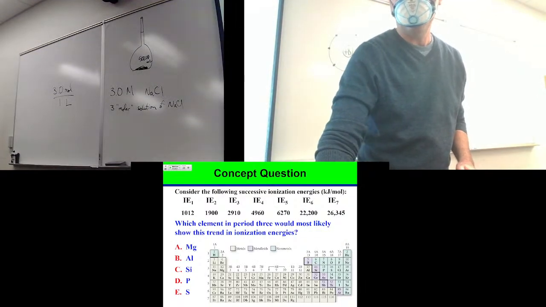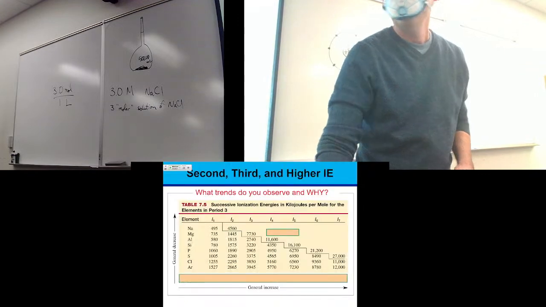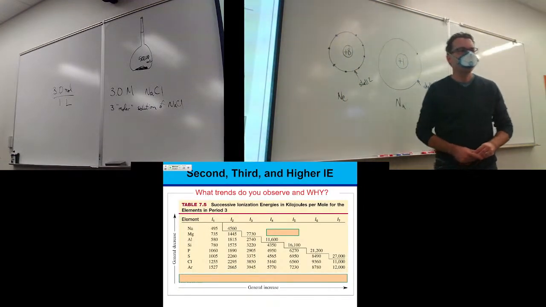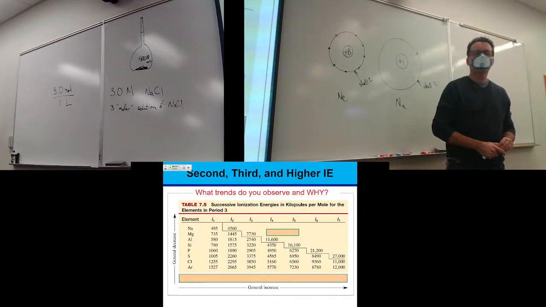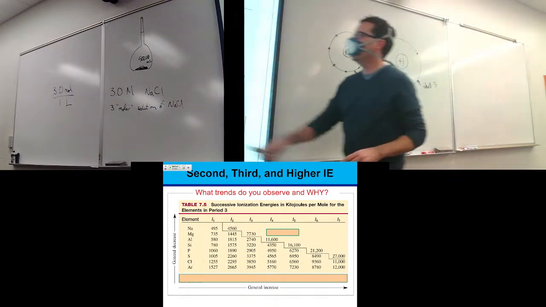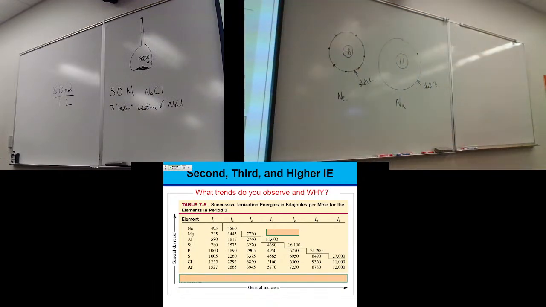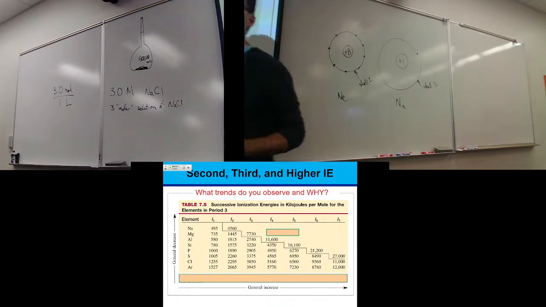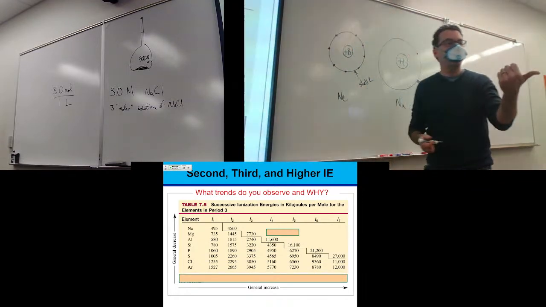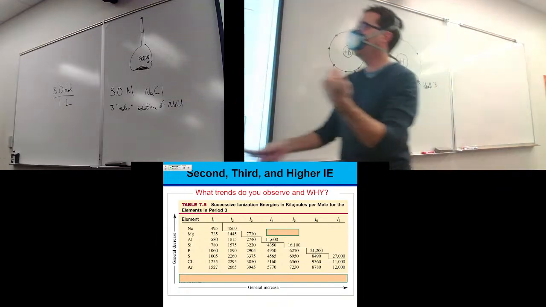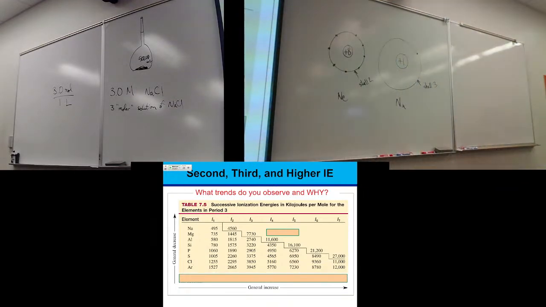Why is that? Why is it so big? So why does the second electron require so much more energy for sodium? Because it's on the inner shell. It's an inner shell electron. So here we're removing the valence electron. There's only one valence electron. It takes some energy, but it's easier. Here we're removing an inner shell electron.